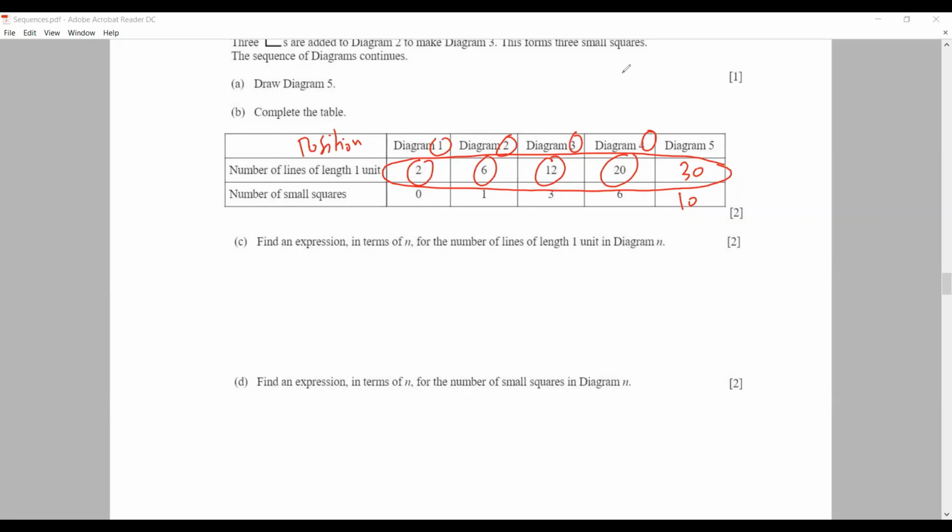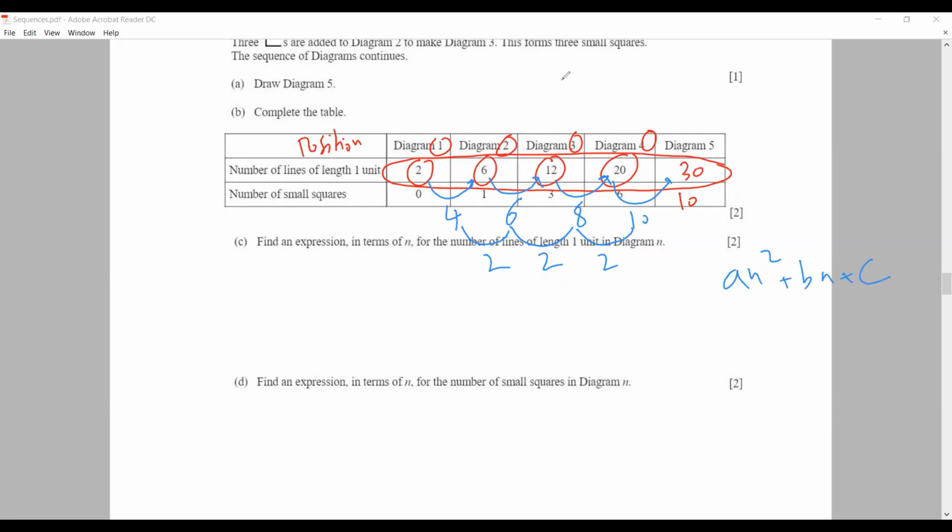Let me see if we have a common difference, if this is arithmetic. Each time I'm adding 4, and then 6, and then 8. So this is not arithmetic. However, if you find the second difference, you reach a constant number. So the general form of this sequence is something like this. That's a quadratic, right? And I need to find A, B, C.